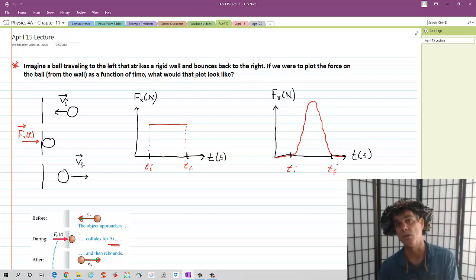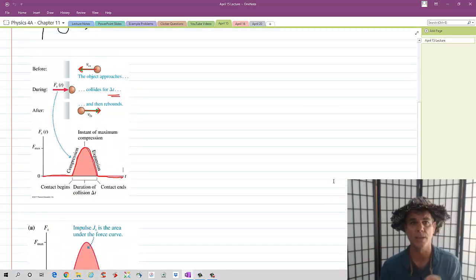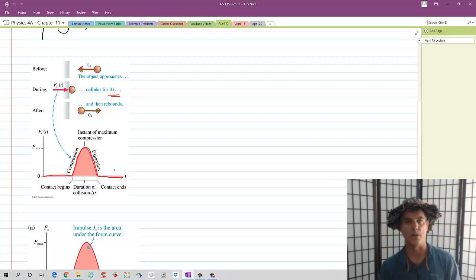But what we're going to do is actually use Newton's second law to derive what's called the impulse-momentum theorem. And this is going to help us look at what is the effect of a force on an object when the force is not constant in time. So again, we're going to start looking at more realistic forces that aren't constant. They start at 0, they increase to some maximum value, and then they decrease back to 0. So let's actually analyze this.